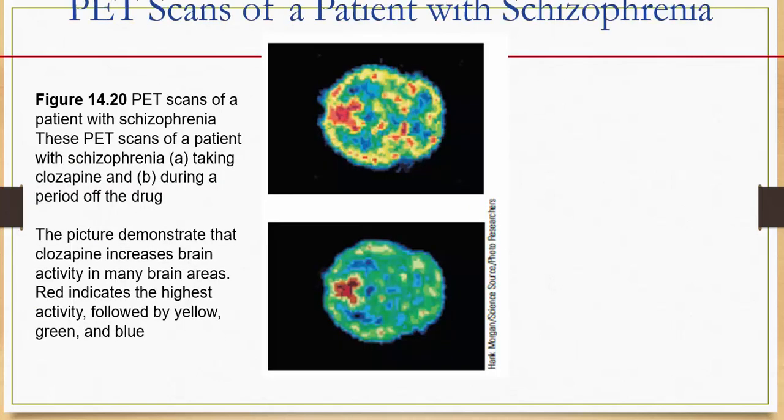Okay, here's a picture again from your textbook, the PET scan of a patient with schizophrenia taking clozapine versus a period off the drug. So this is off the drug, and this is on the drug. This is showing that there's more activity when they're on the drug. Now, some of you say, well, what? More activity? Wouldn't that make them crazier?